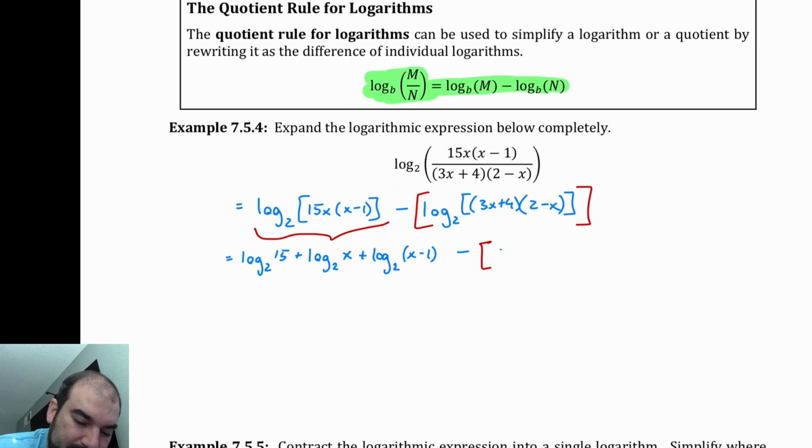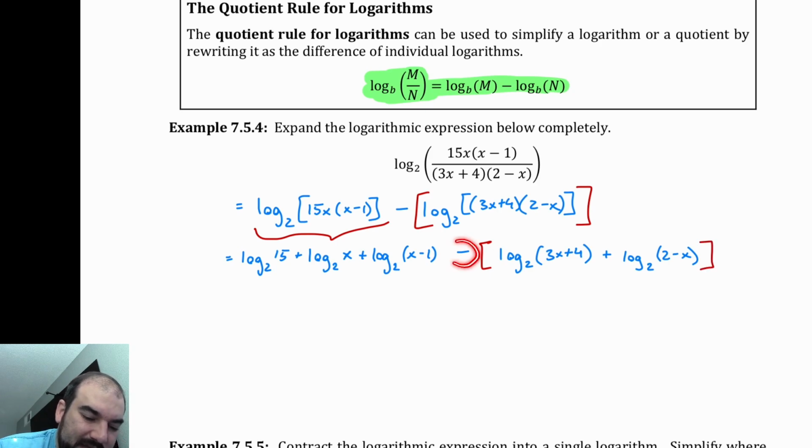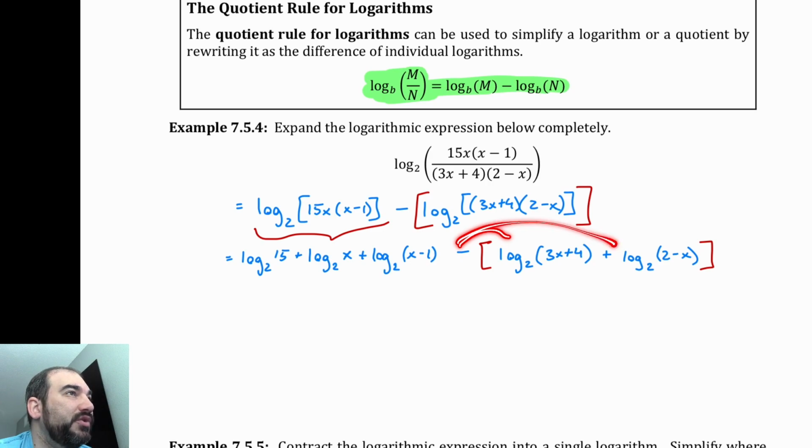So when this expands, we end up with log base 2 of 3x plus 4 plus a log base 2 of 2 minus x, but all of that is inside of a bracket with the minus in front. So this minus, if you wanted to get rid of those brackets, this minus would need to distribute to the two terms.